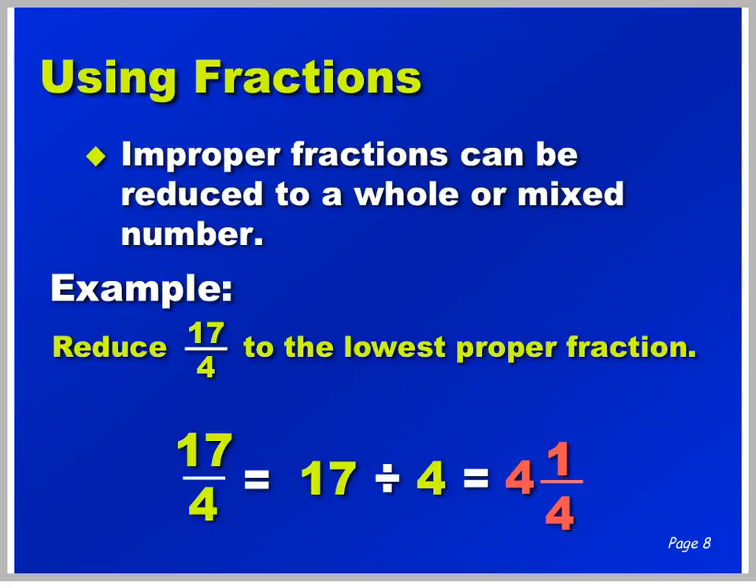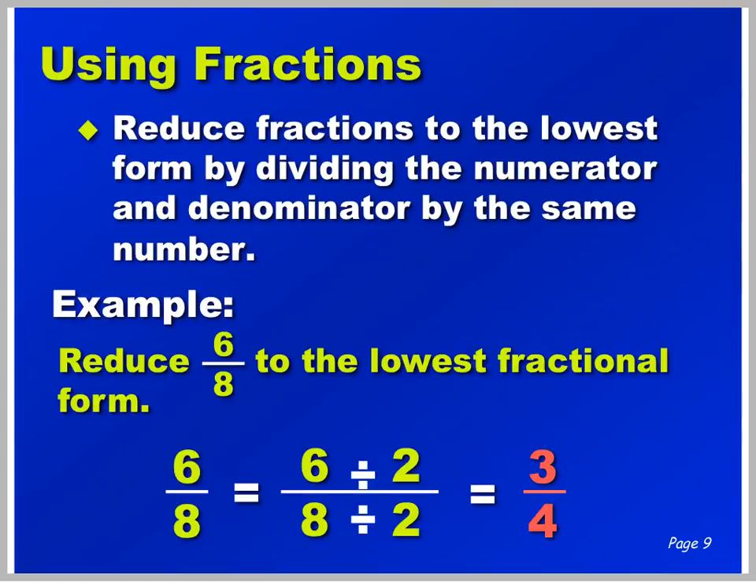Improper fractions can be reduced to whole numbers or mixed numbers. For example, we have 17/4, so we would simply divide 4 into 17, and we'd end up with 4 with 1/4 left over.